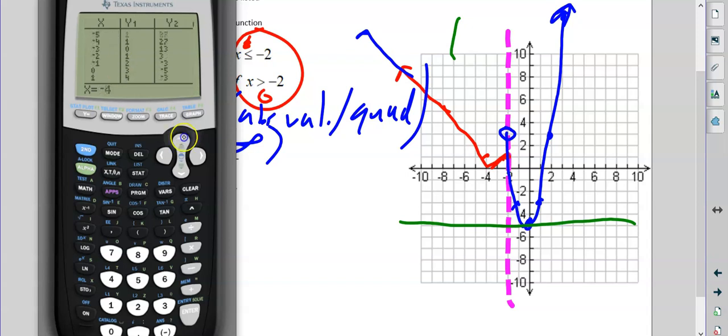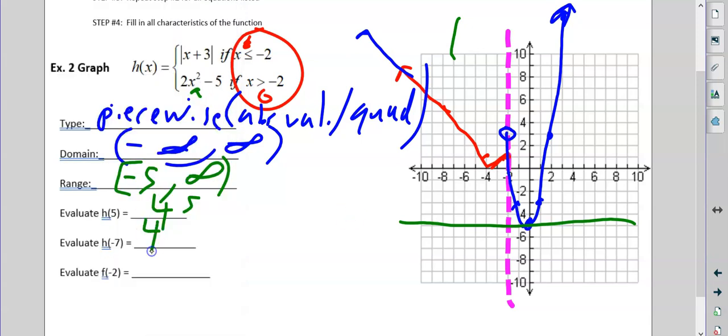Sorry, it takes a while to move this thing. -7, 4. I could also just plug -7 in here. -7 plus 3 is 4. Absolute value of 4 is 4.